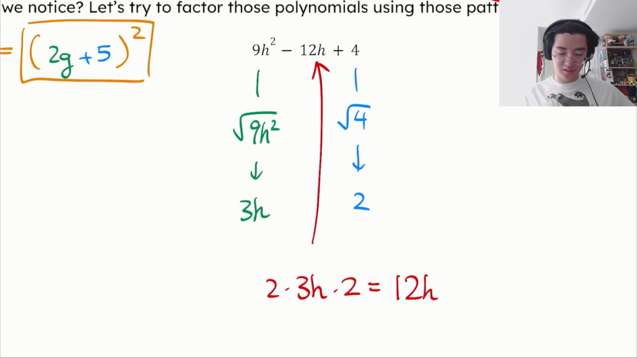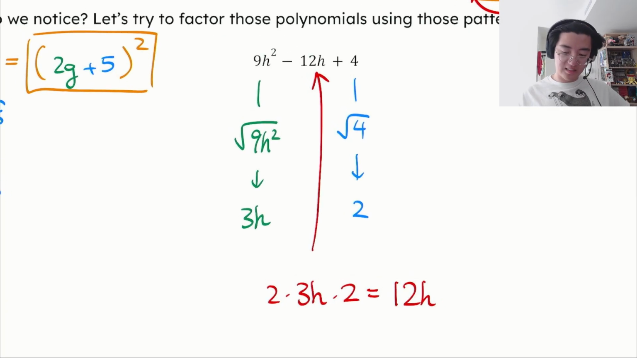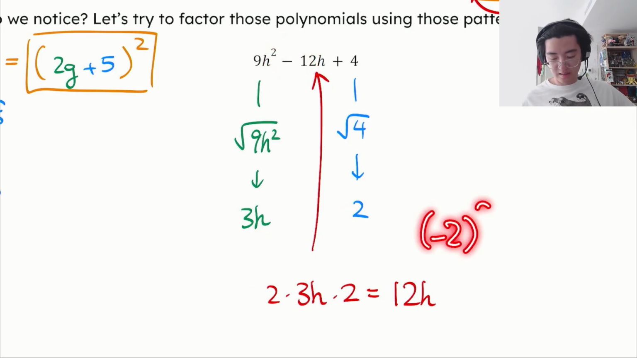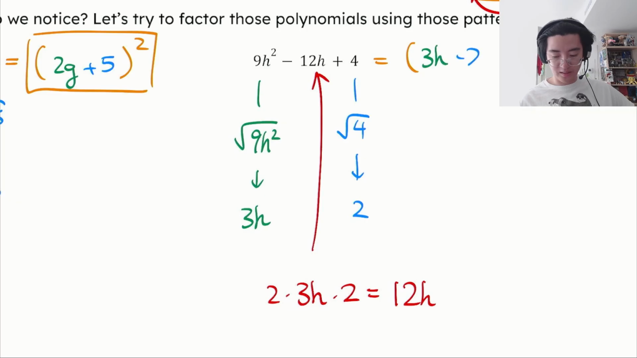positive 12h. Right, which means that in this case, our 2 here must be a negative. Right, because the only way to get to negative 12h is if one of those here is negative. Right, because negative 2 squared is still 4, right? So that doesn't change. So what that means for this one is 3h minus 2 squared.